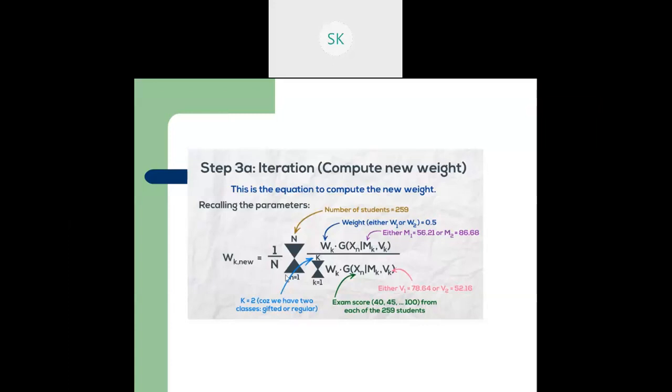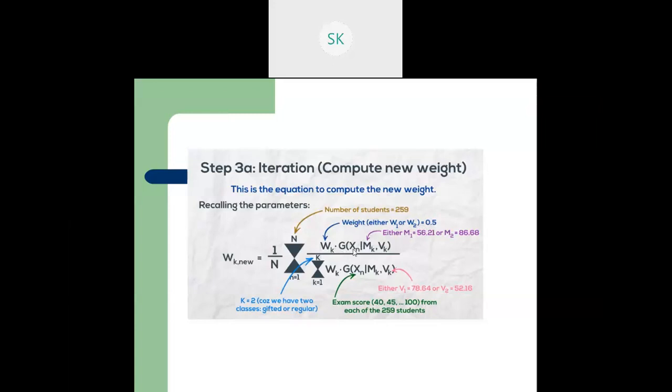1 by n, where n is the number of students. So in our example, there are 259 students in total. wk is the weight, either w1 or w2, which is 0.5. Equally, we have provided the same weight as we have only two classes. So w1 is 0.5 and the same for the second class, w2.